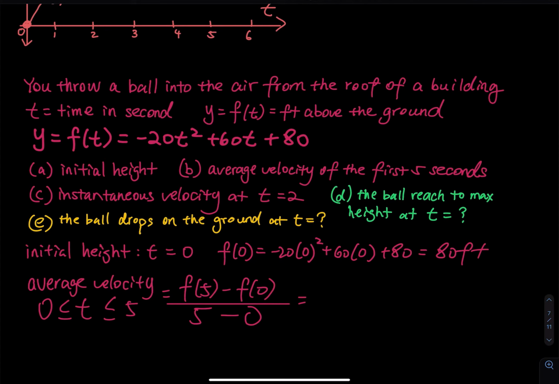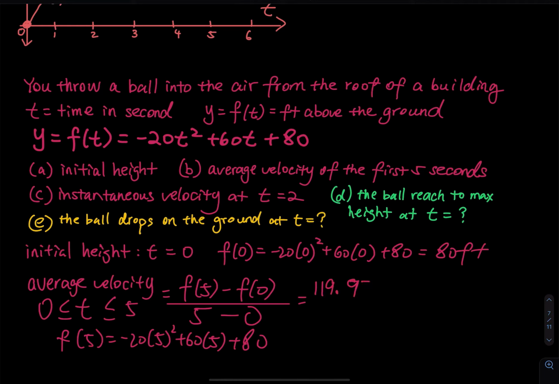So when x is equal to 5, then you have to do this. So f of 5 equals -25 squared plus 65 plus 80. I already did the math, so I have 119.97, so 97,998.